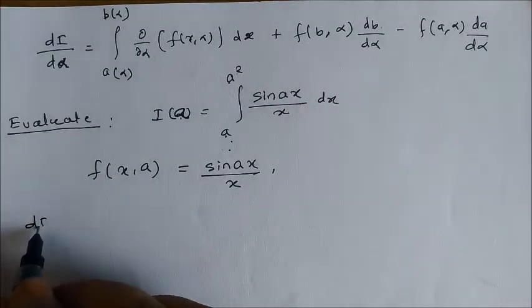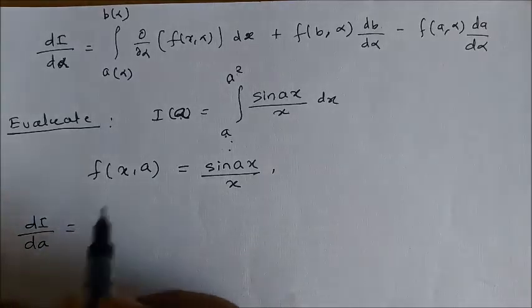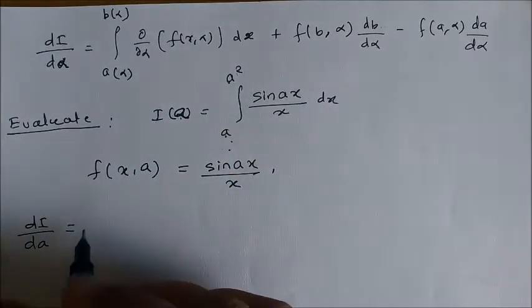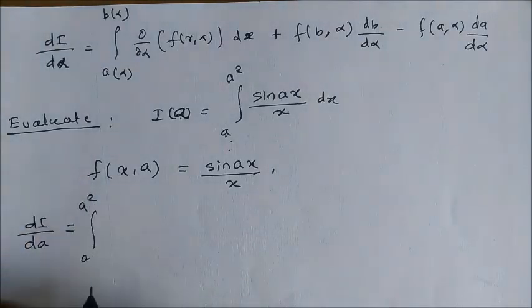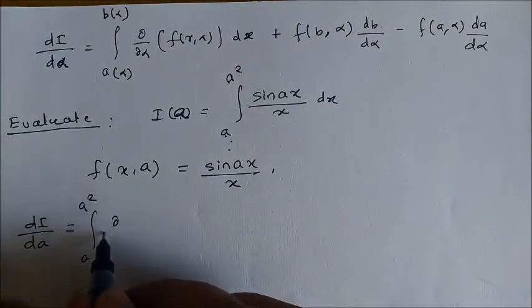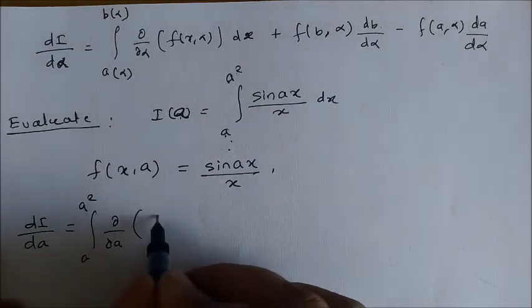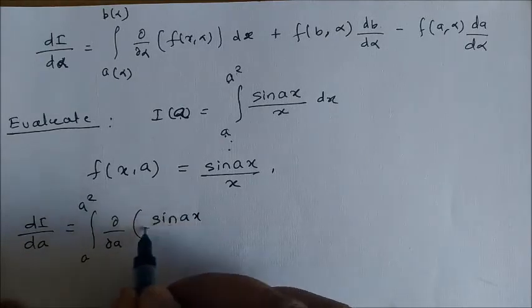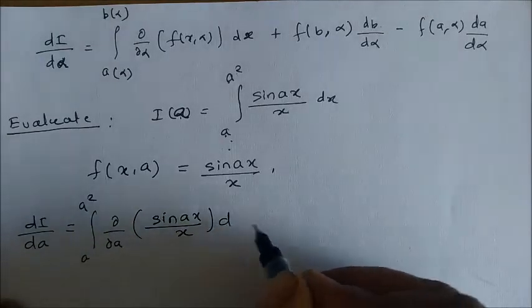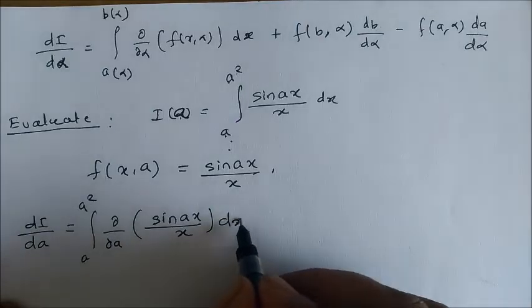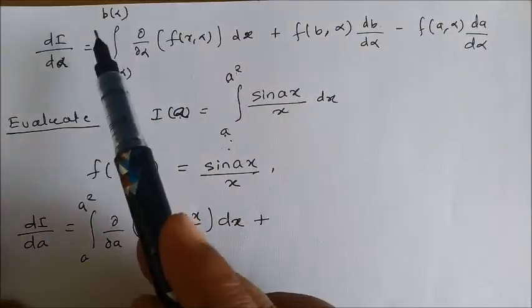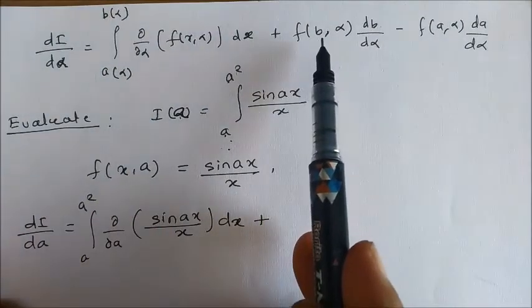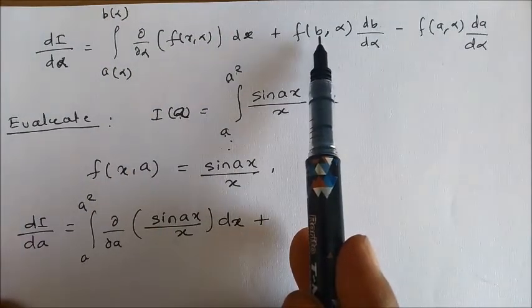So dI/da will be equal to, according to the rule, the integral from a to a² of ∂/∂a of sin(ax)/x dx, plus, now here we require the upper limit to be replaced with x.